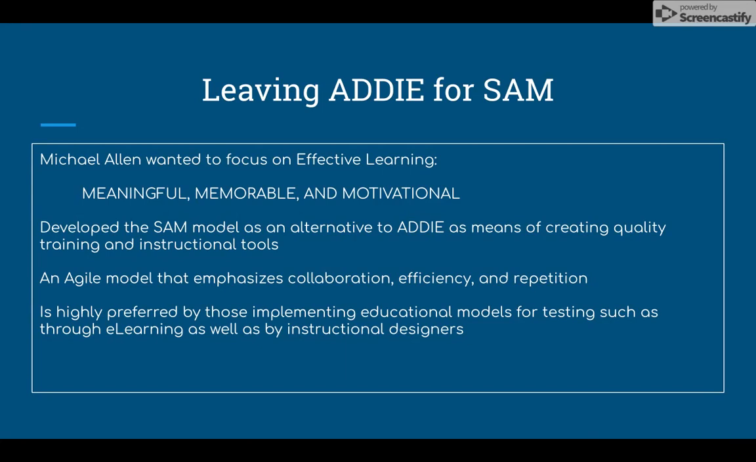This led to the development of the successive approximation model in 2012. This was an alternative to the more traditional model, ADDIE. The SAM model is an agile model that emphasizes collaboration, efficiency, and repetition. It is also the preferred instructional design method for rapid development and for those implementing e-learning.